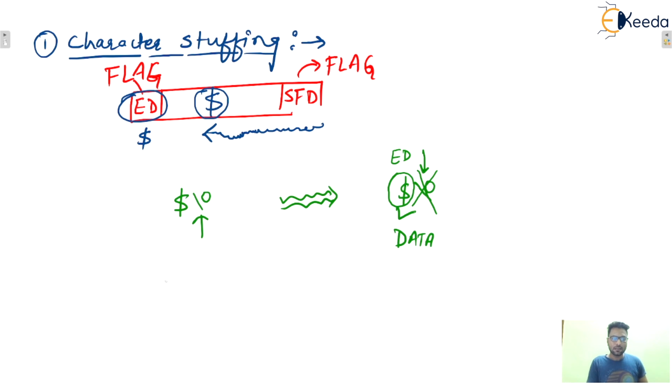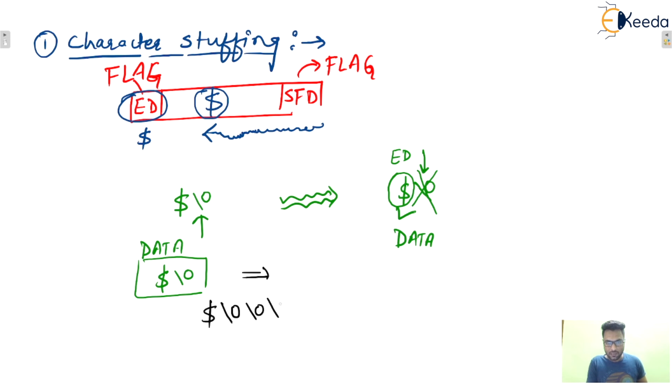Next, let's say this dollar and the null character are both part of the data. There is a possibility. This special null character and the dollar are both part of the data. Then what will the sender do? Before the dollar, one null character will be used, and this null character will be the data. Before that, one more null character is used. So for every dollar, one null character is used, or for every null character, one more null character is used.